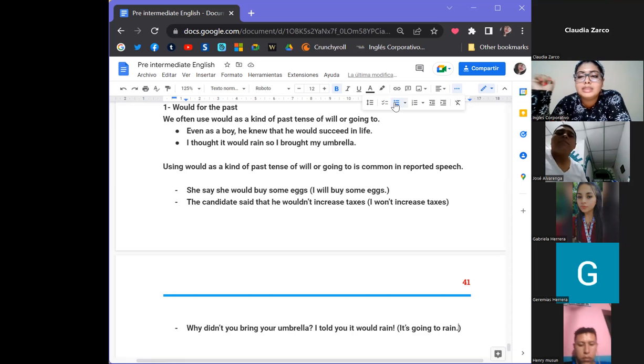En el otro, "I won't increase taxes." No voy a incrementar los taxes o los impuestos. Cuando nosotros damos a entender esa misma oración, decimos, el candidato dijo que. So that action, esa manera en la que expresamos las ideas, ella dijo que, él expresó que, o yo escuché que dijeron, es cuando nosotros entregamos esa información en un reported speech. And en la última, "It's going to rain."